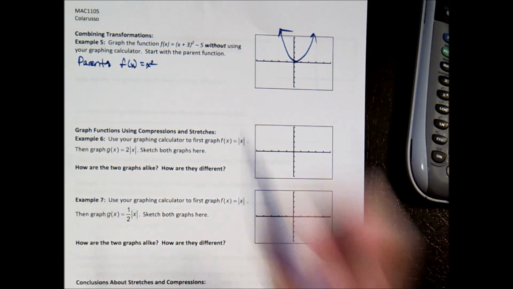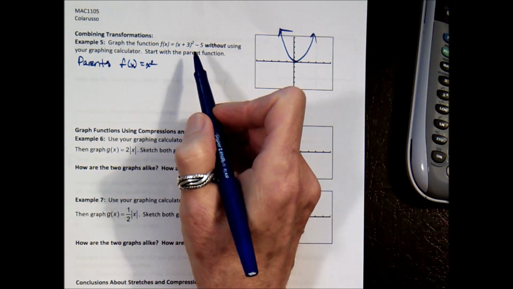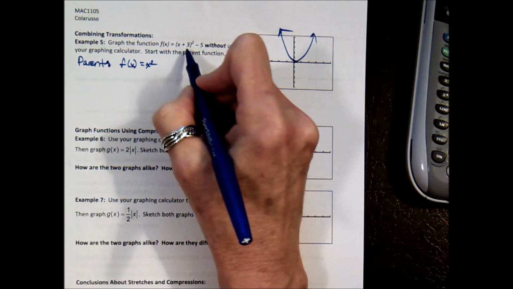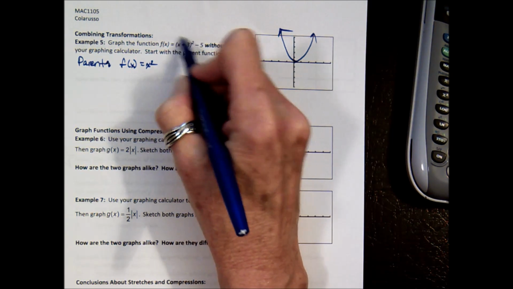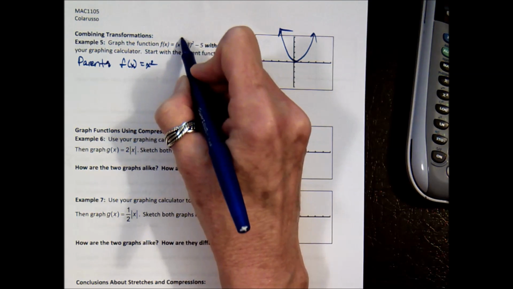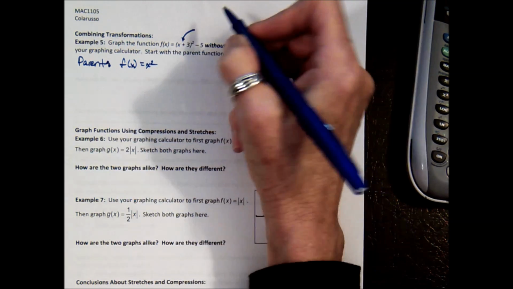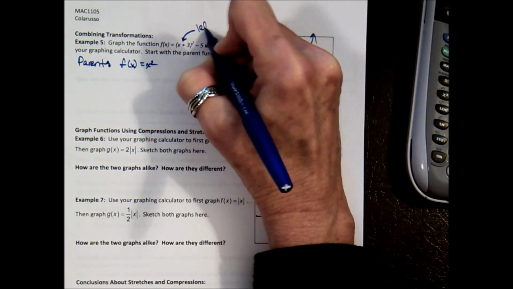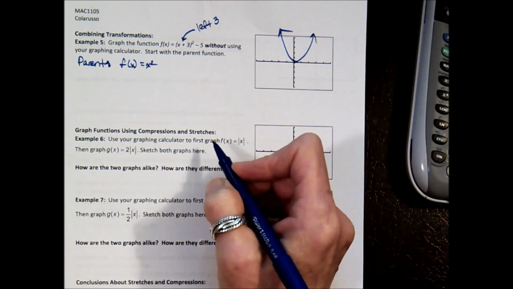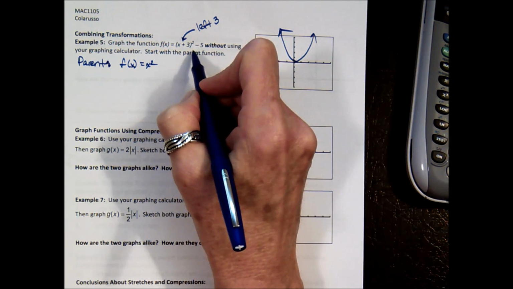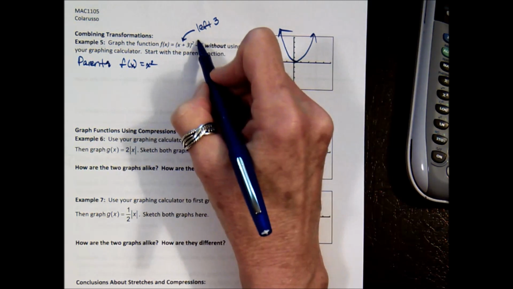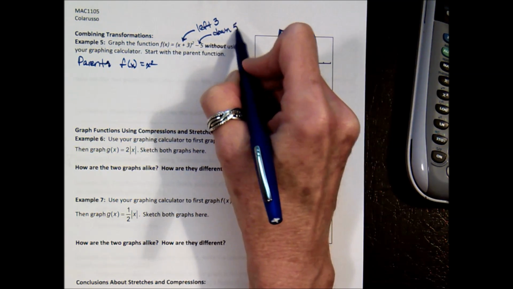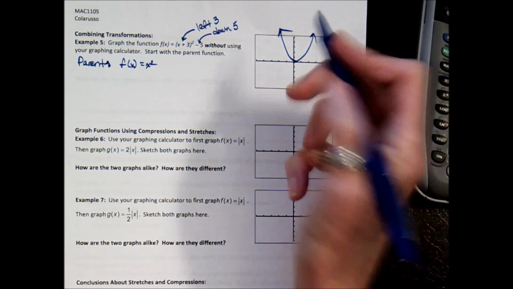So let's look at what was done to that function in this combined transformation. First, inside the function, I have a plus 3. What did we just learn that horizontal shift is going to do? By adding 3, it's going to move it left 3. And then we want to do this one last. On the end, when you subtract 5, that's a vertical shift. It's going to take it down 5.